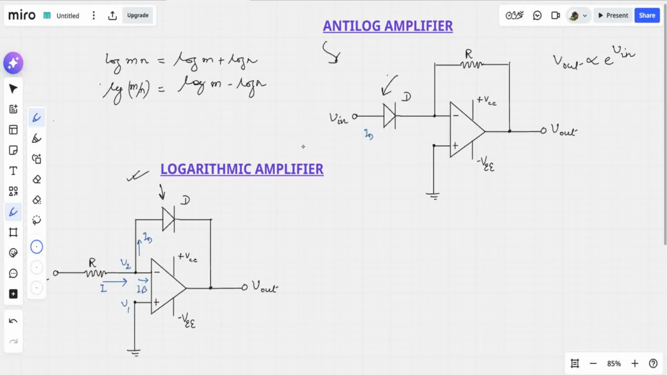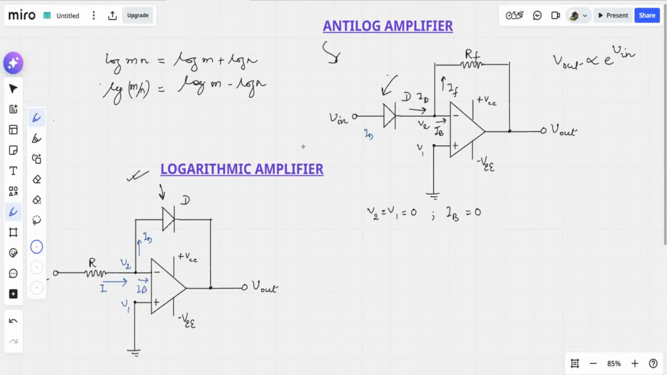As we already know, with respect to the virtual ground, V2 is equal to V1, which equals 0. Since V1 is 0, V2 is also 0. And we also know the current going into the op-amp, IB, is equal to 0 due to the presence of high input impedance. So now we have two currents left: this is the current ID and this is the current IF. Let us consider this resistance as RF because it is in the feedback path.